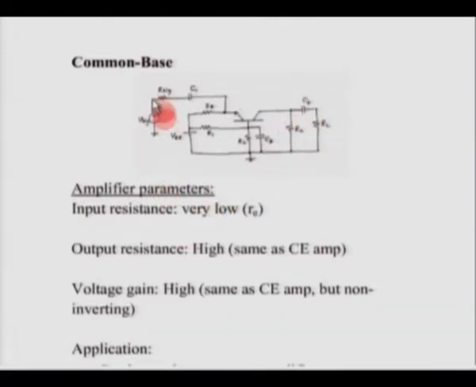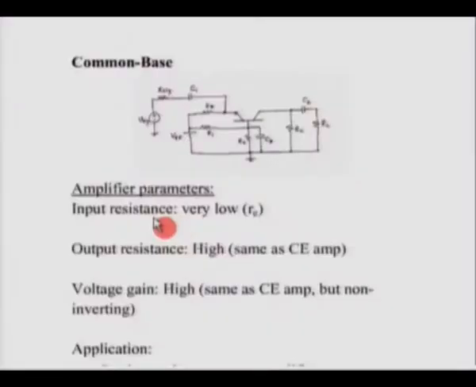Since you are applying the input signal to the emitter here, if you look at the equivalent circuit, you would see that the input side would have capital Re in parallel with small re, and we know that small re is a very small resistance. Therefore the input resistance will be small re, which is an extremely small value. So this is one of the major differences between a common emitter amplifier and a common base amplifier. In a common base amplifier the input resistance is very low.